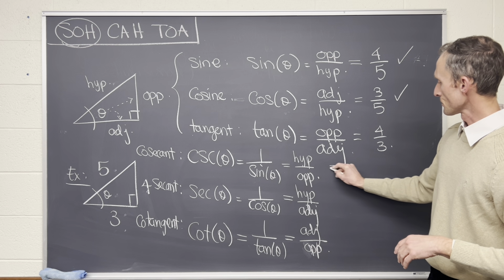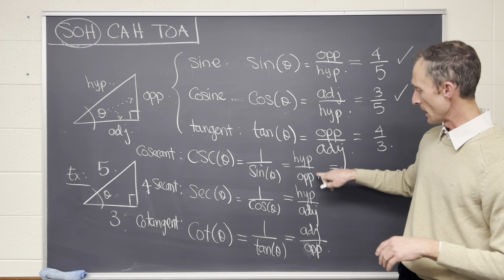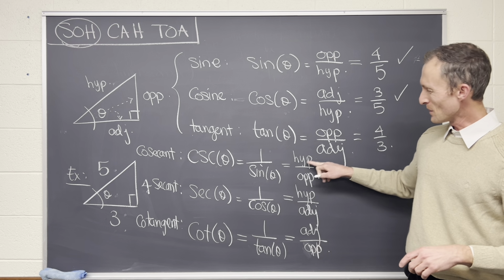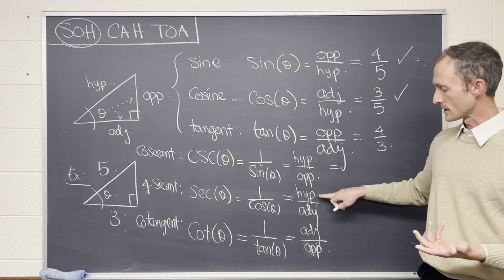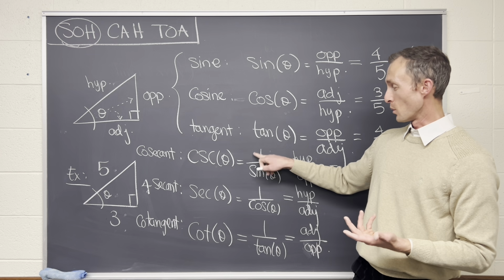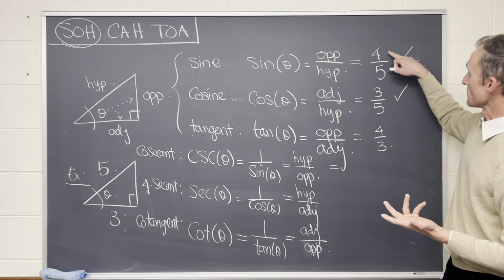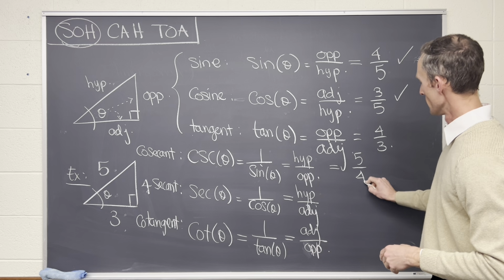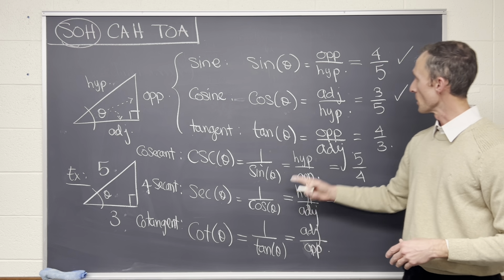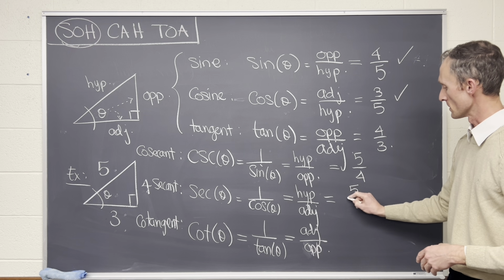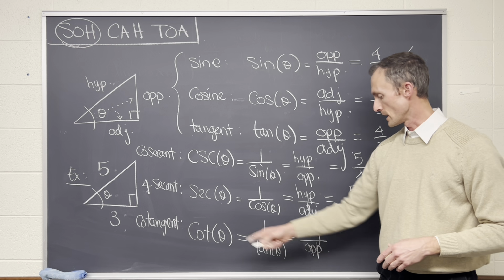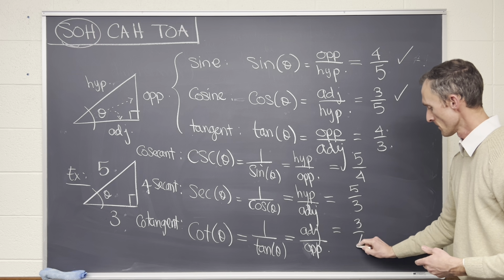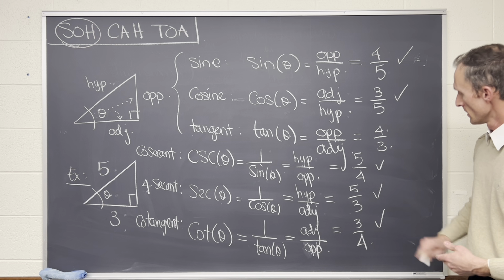Okay, what about these? So cosecant is what? 1 over the sine. I don't memorize them as hypotenuse over opposite, hypotenuse over adjacent. I memorize them as 1 over sine. So if I know sine, which is 4/5, then I just flip it and that gives me cosecant. So this should be 5 over 4. Secant is 1 over cosine. Cosine was 3/5, so this is 5/3. And cotangent is 1 over tangent, and tangent was 4/3, so it's going to be 3/4. Okay? So there you have it.